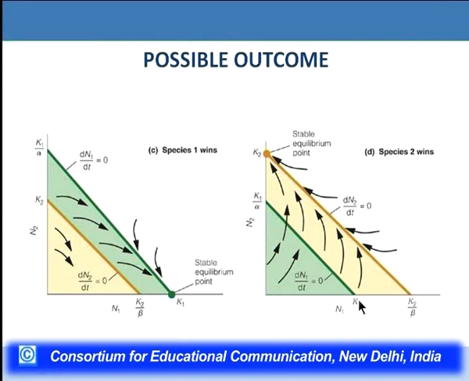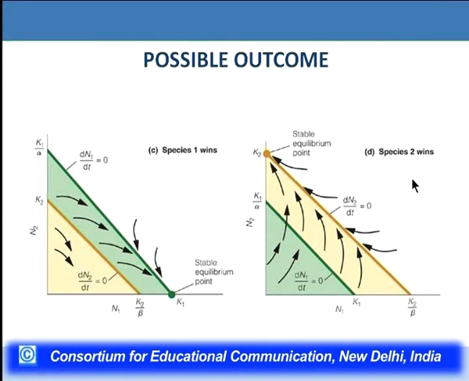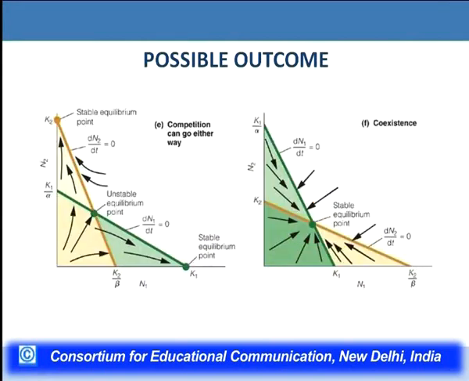But here we see that this environment can only support 80 individuals. So the number of individuals of species 1 will never be able to reach 100. Therefore, species 2 individuals will keep on increasing, and there will come a time when all the individuals of species 1 will be removed from the population, and therefore species 2 will win in this situation. Then coming to the third possible outcome wherein competition can go either way.